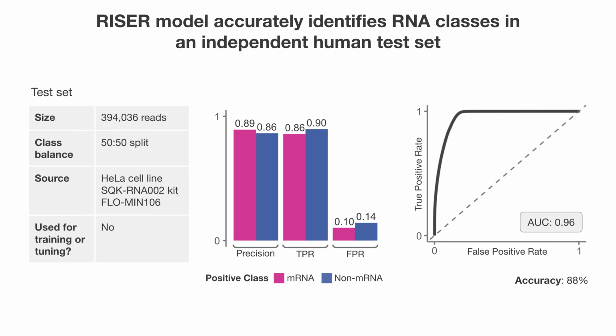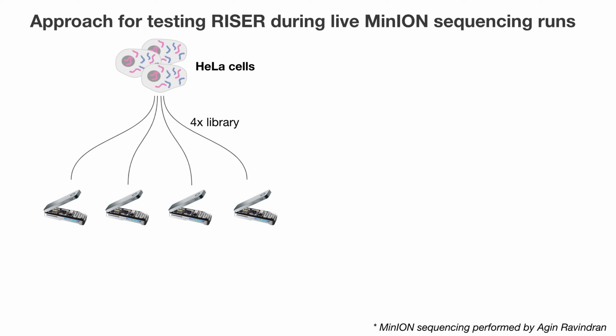Having selected the CNN model, we then evaluated its ability to generalise to new samples by testing on an independent dataset from HeLa cells, which hadn't been used for any training or hyperparameter tuning. For classifying between mRNA or not, the RISER model got an accuracy of 88% and an area under the ROC curve of 0.96. We next ran RISER in real time during live MinION sequencing of poly-A-selected RNA from HeLa cells.